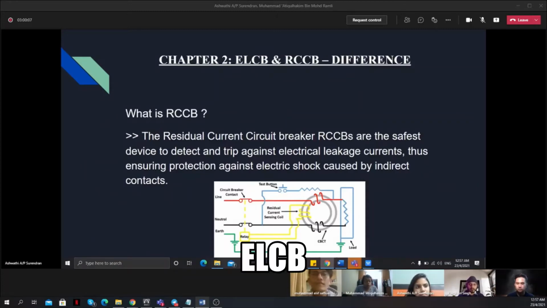As you know about RCCB, now we are going to see the difference between RCCB and ELCB. RCCB stands for residual current circuit breaker, which is a safety device to detect and protect against electrical leakage current. It is an electrical wiring device whose function is to disconnect the circuit when it detects current leakage to the earth wire. It also gives protection against electric shock or electrocution caused by direct contact.